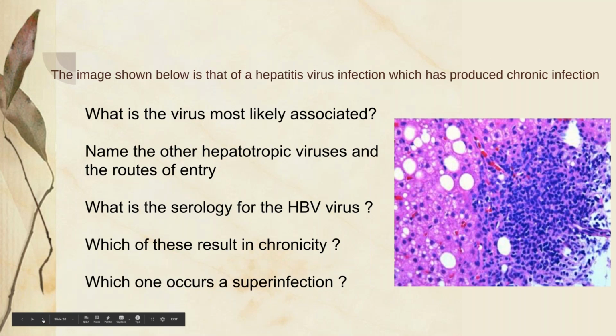The image shown below is that of hepatitis virus infection, which has produced chronic inflammation. What is the virus most likely associated? Name the other hepatotropic viruses and the routes of entry. What is the serology for HBV? Which of these results in chronicity? And which one occurs as a super infection? There's a typo there. I meant HCV, because these are little clues that we tell them when we teach them about hepatitis. So I thought based on that, we can probably format something on the lines of a viral hepatitis.